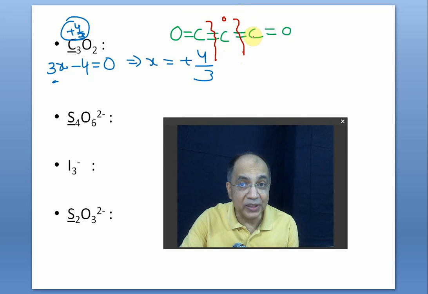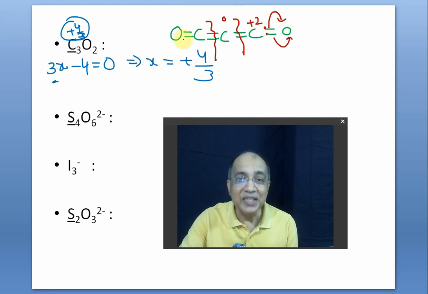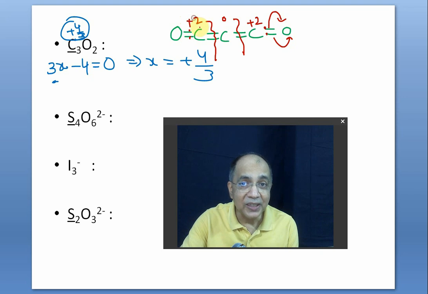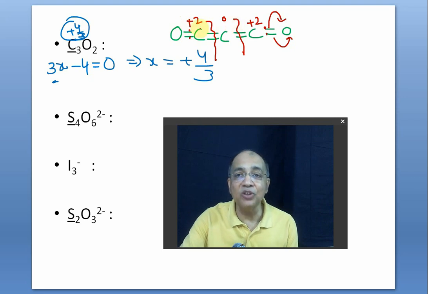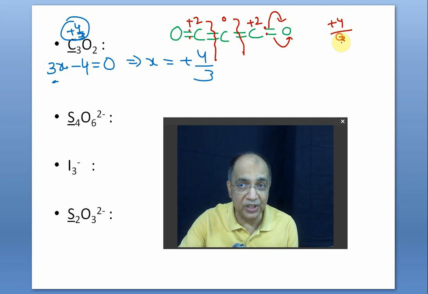And what about this? From the left side there is no gain, no loss, but it will lose 2 electrons to the oxygen atom. So this will be plus 2. Similarly, this one will lose 2 electrons to the oxygen atom, plus 2. So the net charge will be plus 4 and the number of carbon atoms sharing for the average is 3.